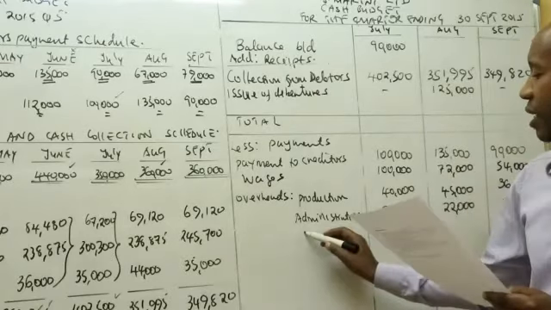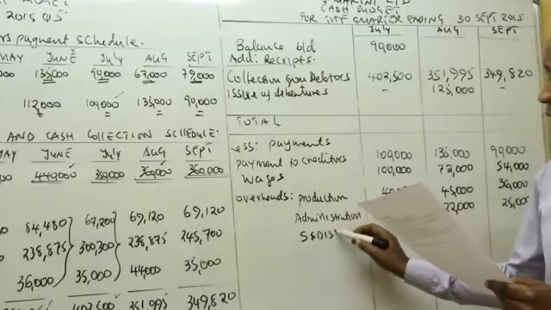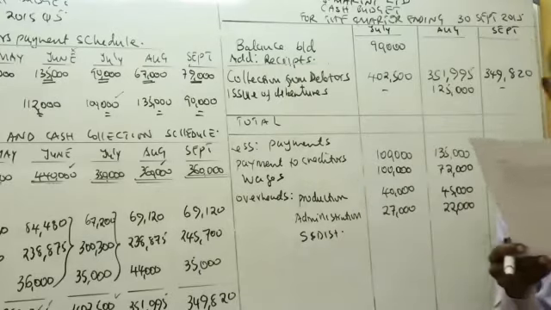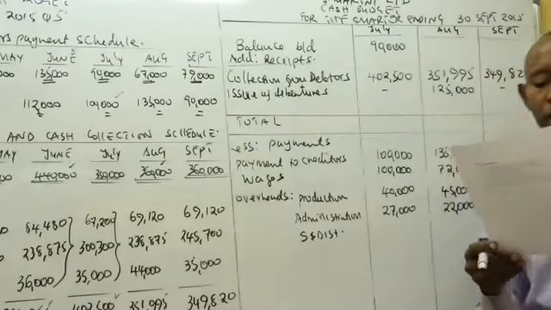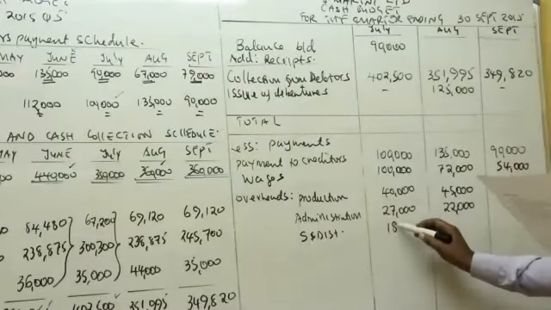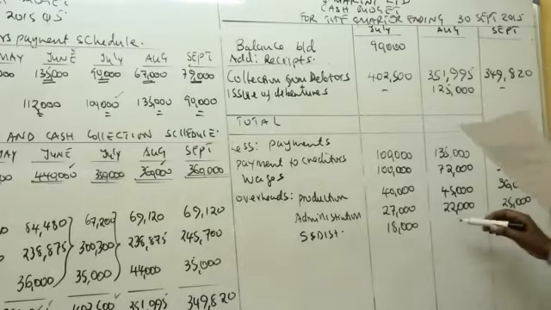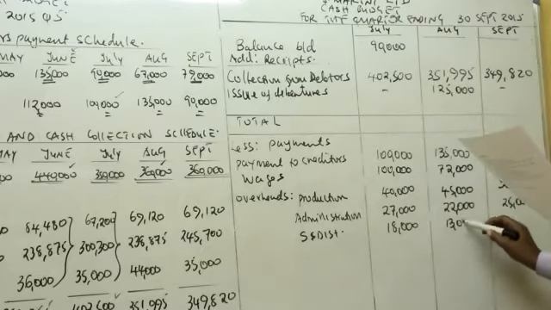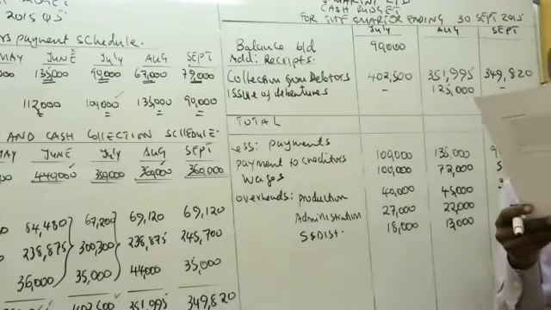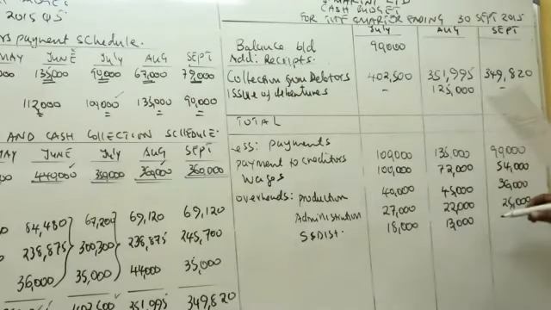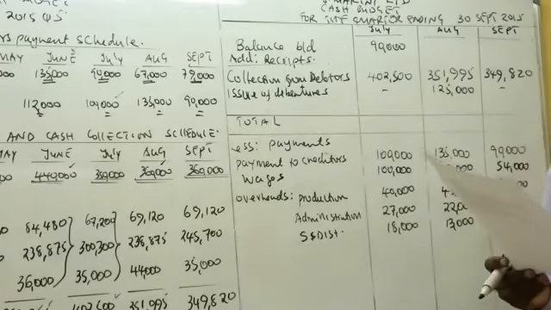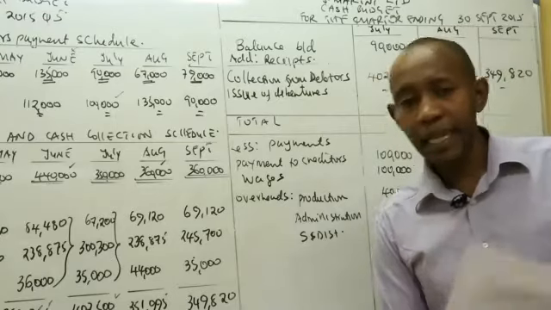Next, we have selling and distribution. June is 18. We pay for them in July. July is 13. We pay for that in August. Then August is 11. We pay for that in September. Like that. Hope that is clear so far.